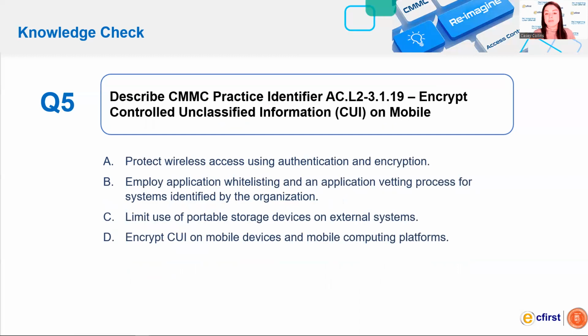And question 5, describe CMMC practice identifier AC.L2-3.1.19, encrypt controlled unclassified information or CUI on mobile devices. And our answer for question 5 is D, encrypt CUI on mobile devices and mobile computing platforms.